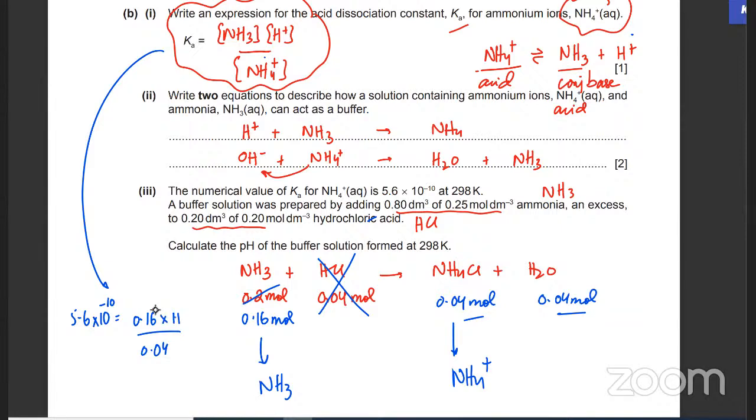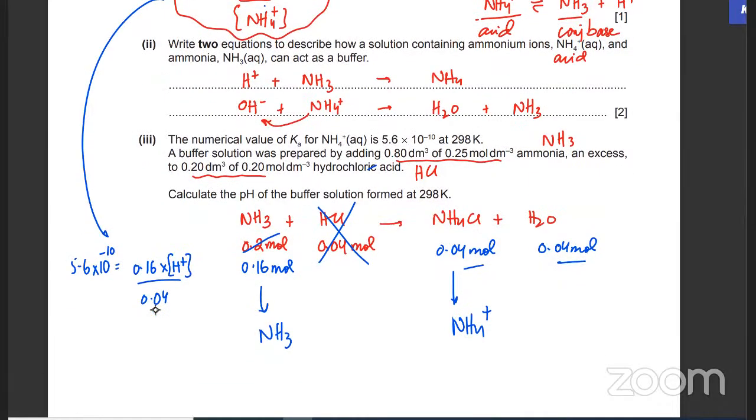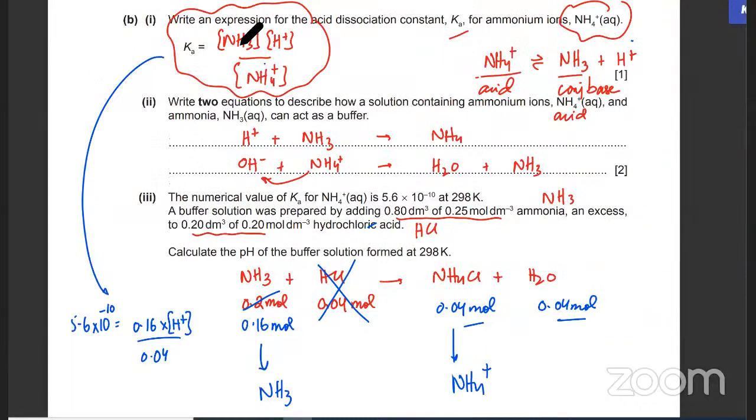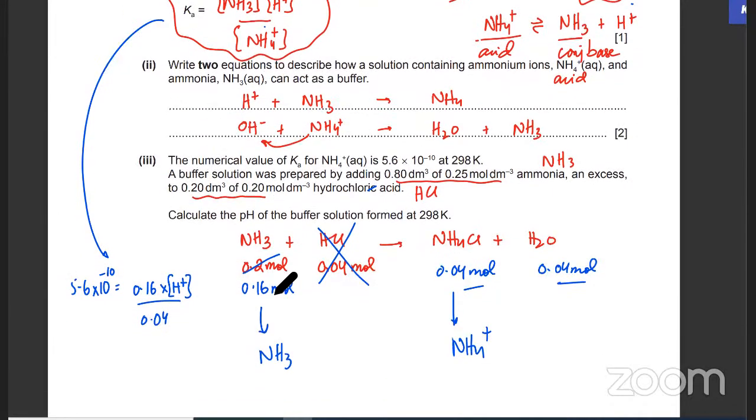And you'll find H plus. Sorry sir, what will get cancelled out? What were you saying? I was saying that I'm using moles, right? The term you're going to use is the concentration of NH3 divided by the concentration of NH4 plus. So I said you don't have to divide by volume, because it's numerator over denominator, so it's going to get cancelled out anyway. So no point doing that. You can directly put in moles.